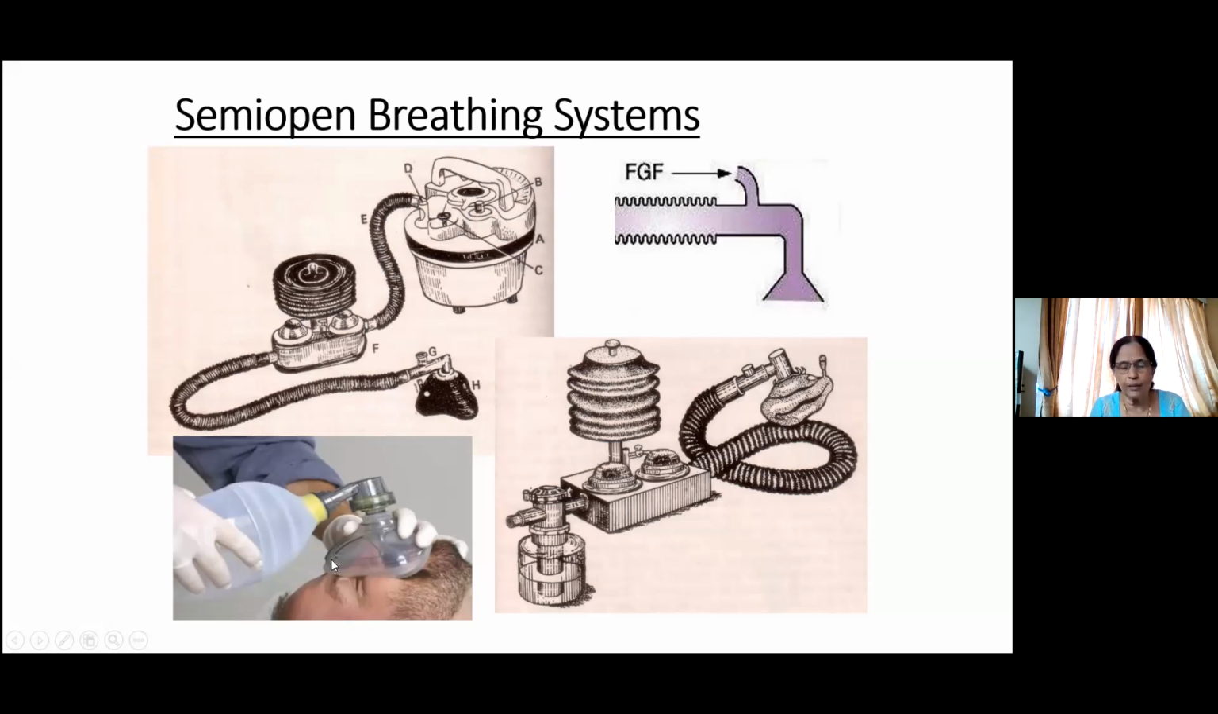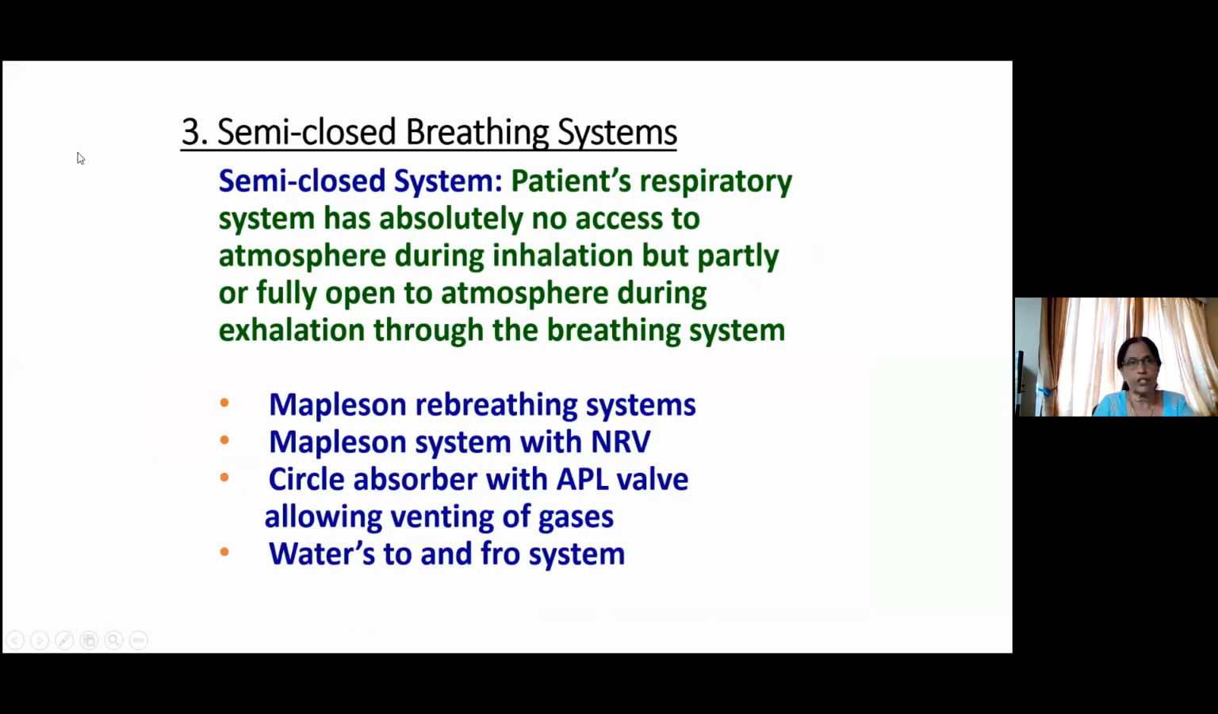Here are your reservoir, your resuscitation bags. Here we have connected Goldman to bellows. Again, this is a semi-open breathing system. So these are the examples of semi-open breathing system. Now, what is a semi-closed breathing system? Please remember, whatever we use in anesthesia, most of them are semi-closed breathing systems.